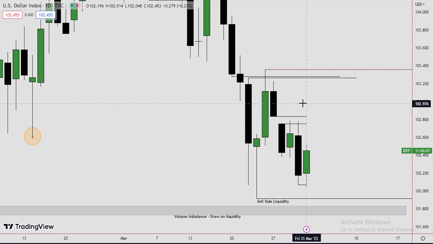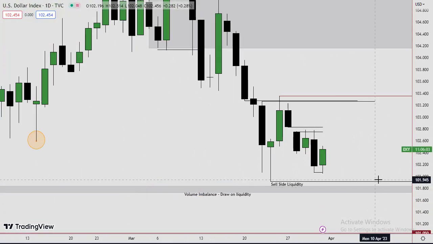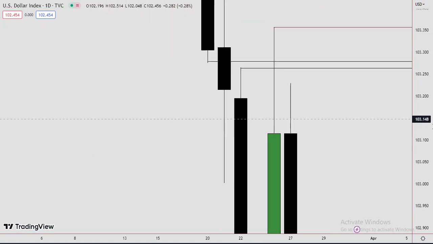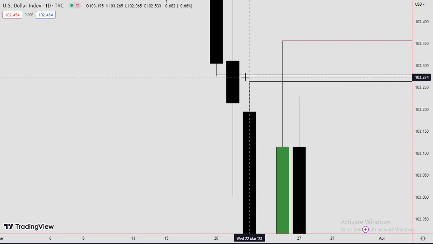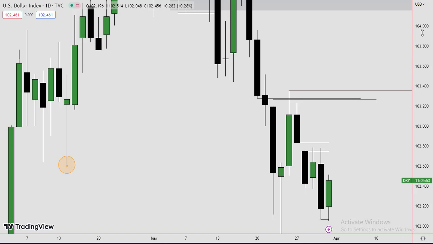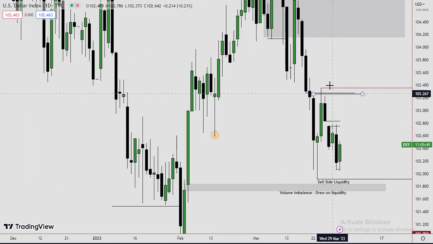Price actually traded into the internal range fair value gap right here. This is it, I had marked it out. You can see that internal range fair value gap. Price traded into it, and then gave us a shift of market structure on the 1 hour time frame, and it started to sell.